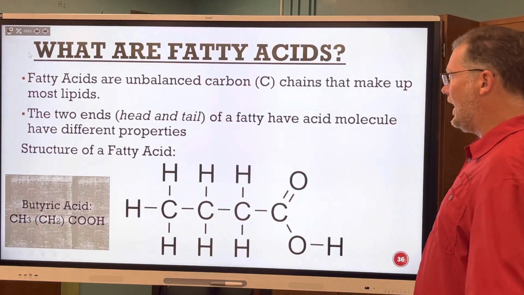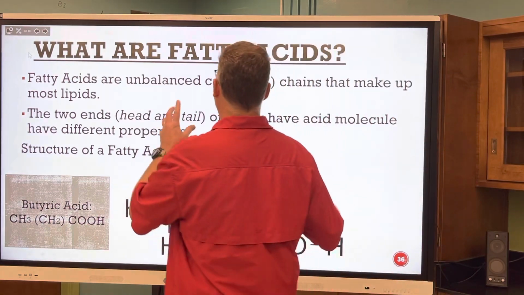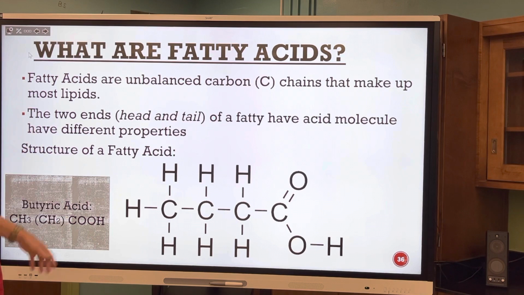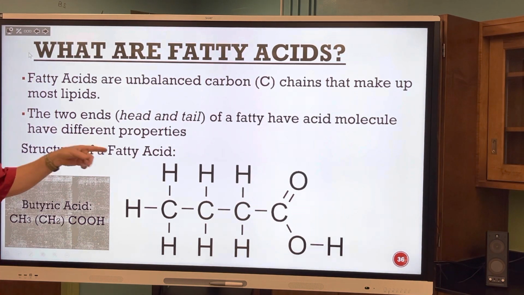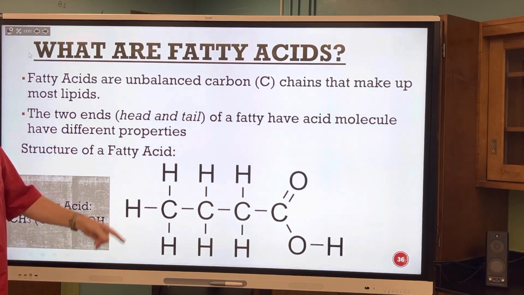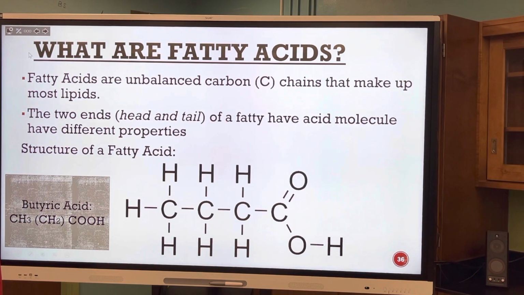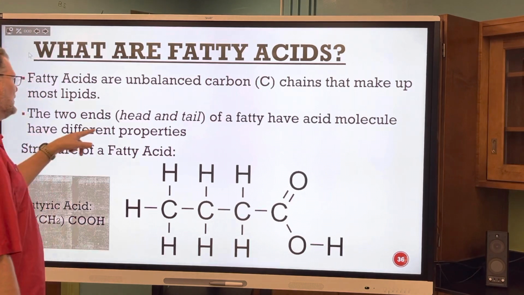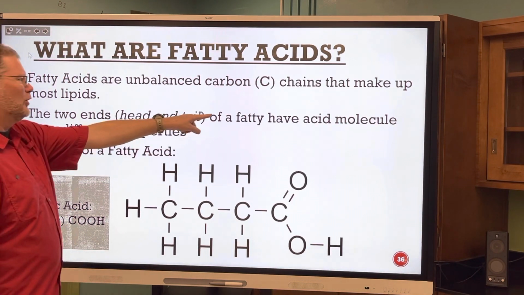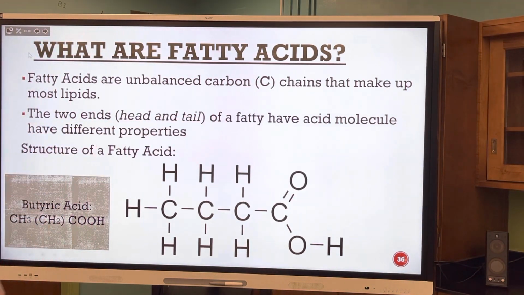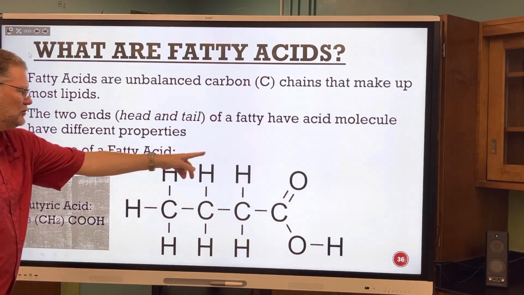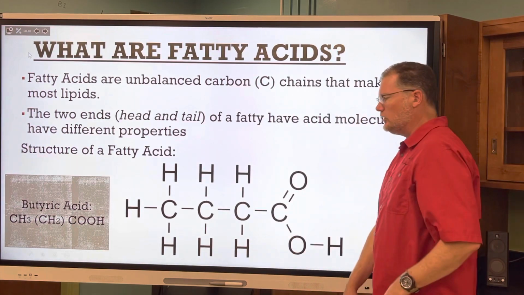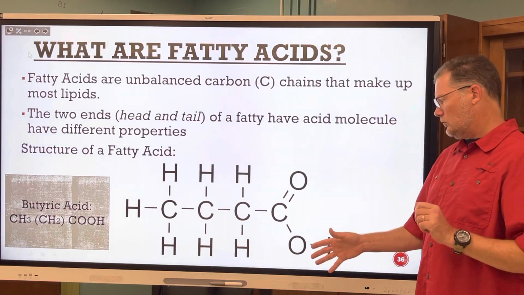So what are fatty acids? So fatty acids are unbalanced carbon chains that make up most lipids. The 2 ends, the head and the tail, of a fatty acid molecule, that's a typo, have different properties. That's probably in your notes too then. Structure of the fatty acid. So here it is. You have to finish this in your notes. I provided you the center part, and you have to finish it, okay?